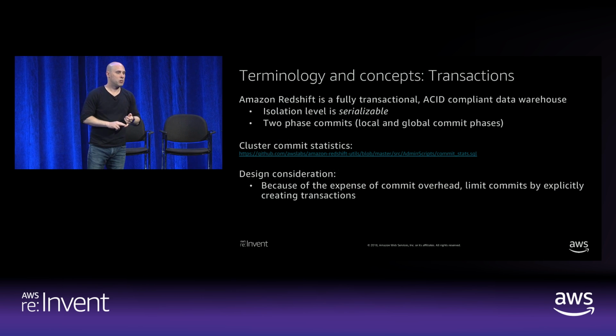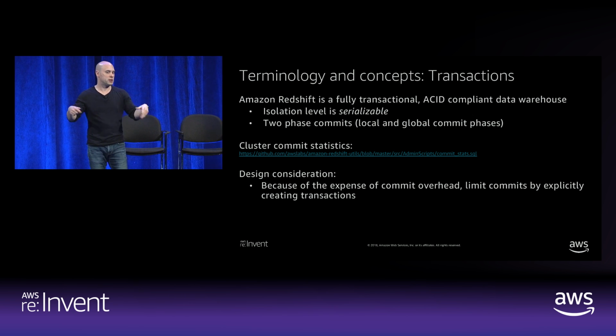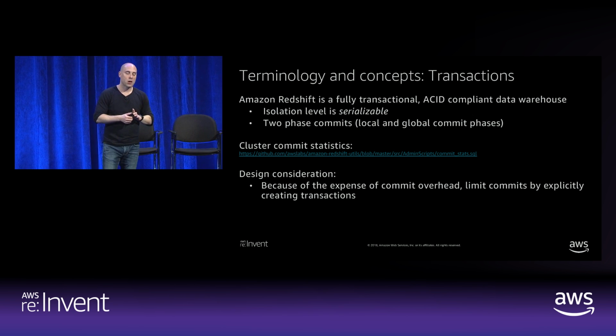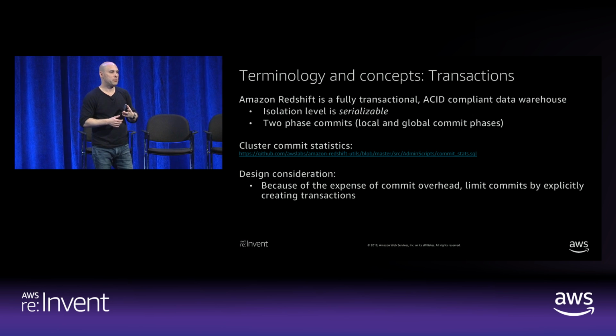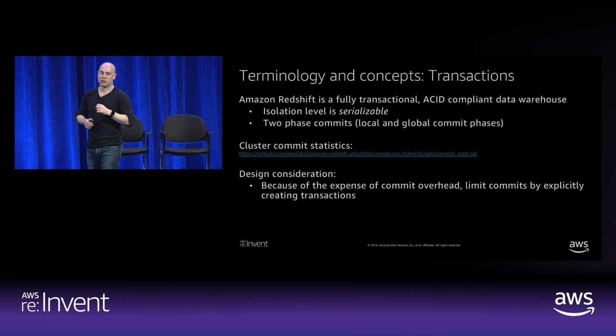Redshift is fully ACID compliant, fully transactional. It uses isolation level serializable. There's a 2-phase commit. There's a local commit that happens on each node, and then a global commit that happens across all of the nodes every time a commit happens. We've dramatically improved commit performance. It was about last July, August. We put out some patches that had a large impact on that.